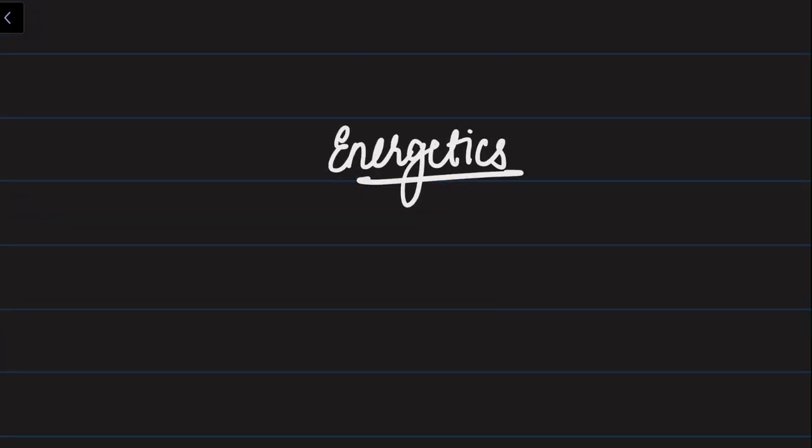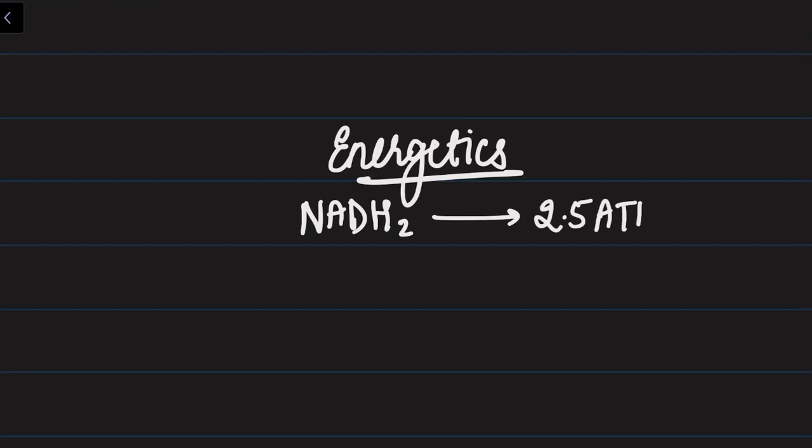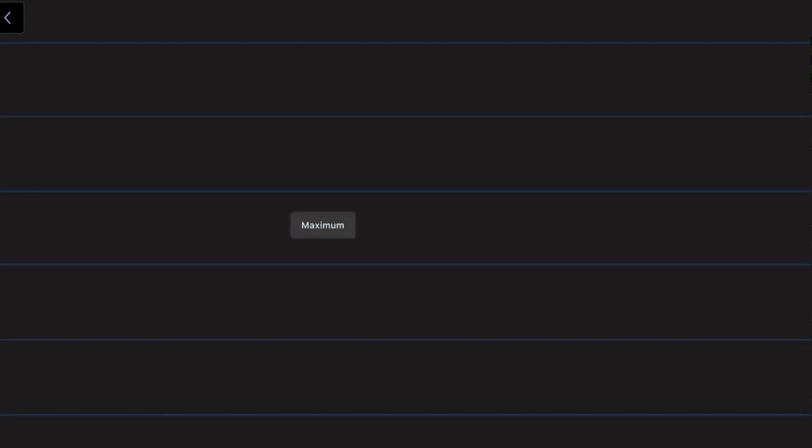So at the end of pyruvate dehydrogenase, NADH2 can get oxidized in the electron transport chain to yield 2.5 ATP. This is a standard thing. NADH2 gives 2.5 ATP. That's it. That's it about the energetics. Lastly, let's look at the regulation and significance. How is it regulated? Two ways.